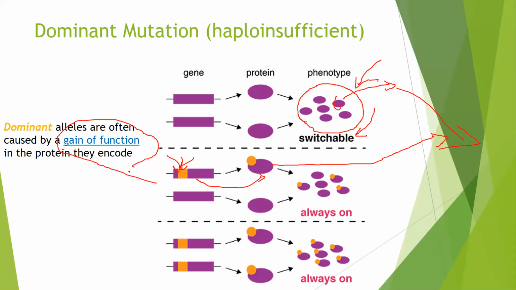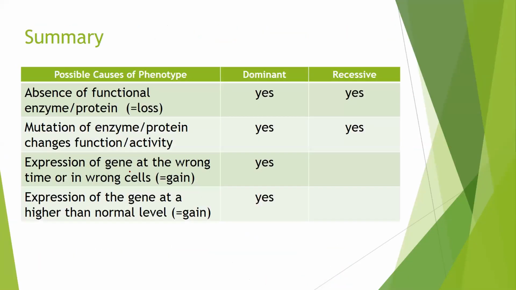Sure. But gain of function itself is a phenotype. So we just talk about the phenotype and the mutation, and the relationship between the mutation and the phenotype, right? All right, so this table just gives you a summary about the possible causes of phenotypes, what kinds of causes, and tells you which one could be dominant and which one could be recessive, right?